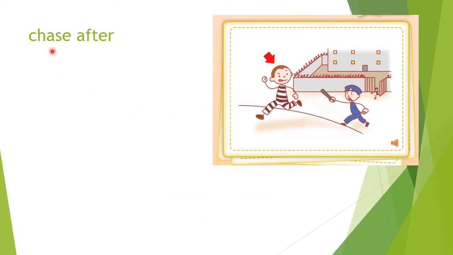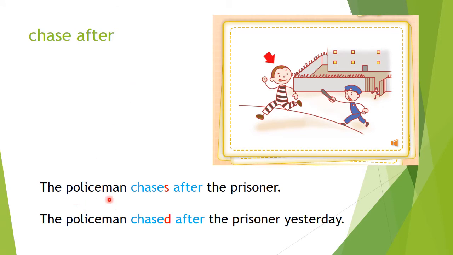Next, chase after. The preposition after chase is after. For example, the policeman chases after the prisoner. If it is in past tense, we can say the policeman chased after the prisoner yesterday.